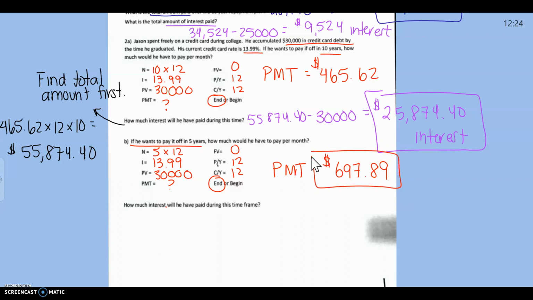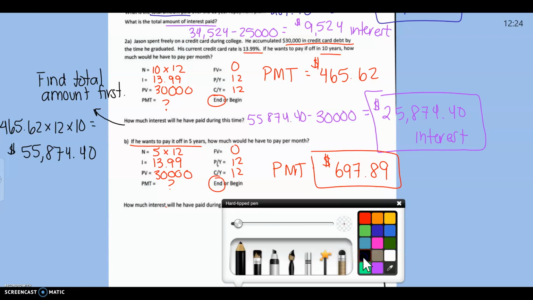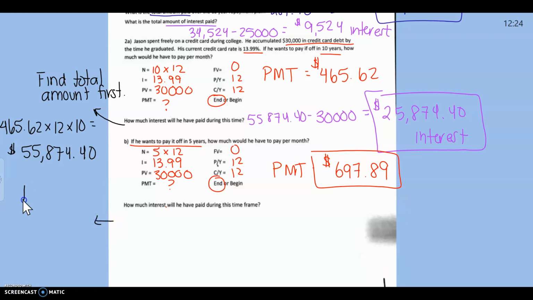But let's see how much money he would save. So his total amount, remember, is $697.89. But this time, he pays for 12 months, but only for 5 years. So he doesn't pay for 10 years. So $697.89 times 12 times 5. So he pays $41,873.40 over the life of the loan. Rather than up here, he paid $55,000.